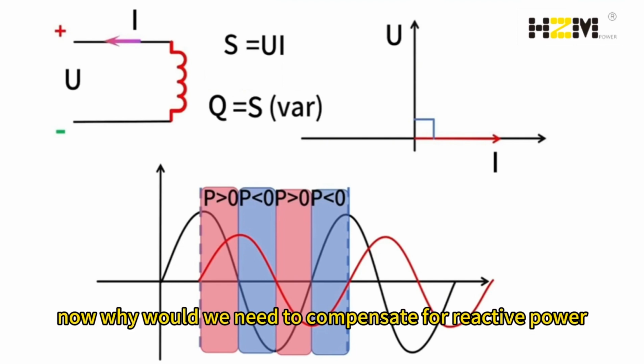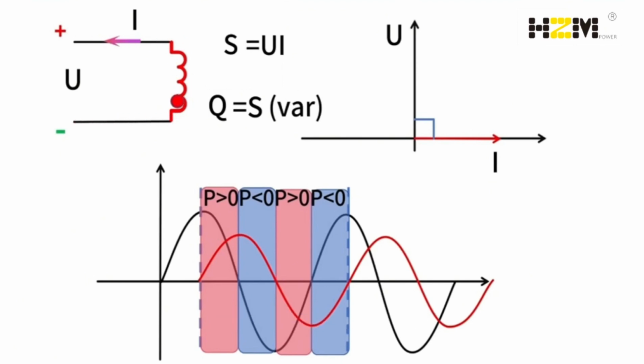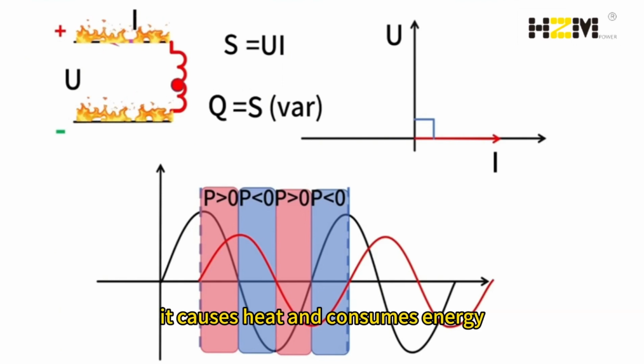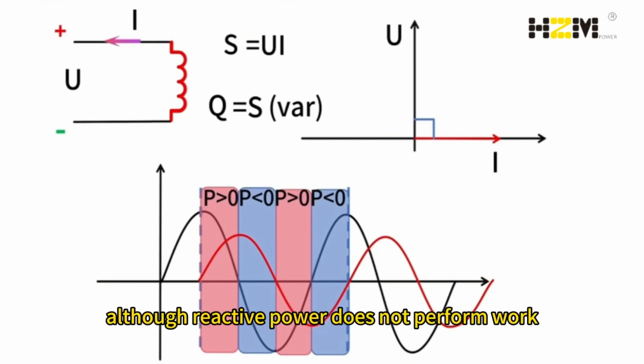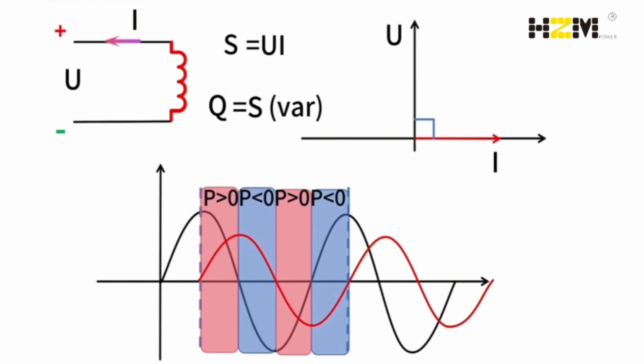Now, why would we need to compensate for reactive power? Reactive power may seem beneficial, as it does not consume energy, but during energy transfer, current is truly present. In the real world, lines have resistance, and when current flows through, it causes heat and consumes energy. This energy loss is irreversible and constitutes real loss. Therefore, although reactive power does not perform work, there is energy loss when doing work on other components. So, is there a way to reduce this loss?